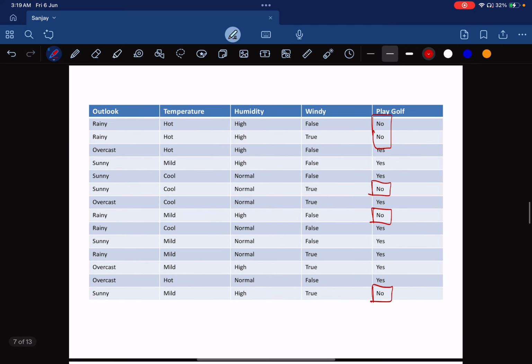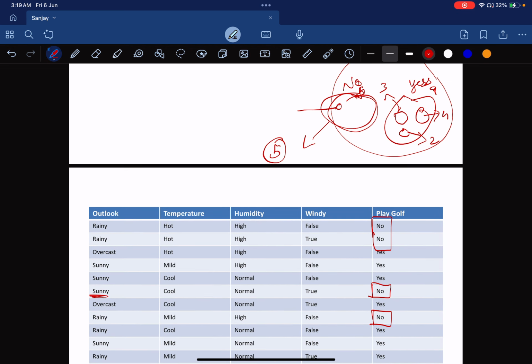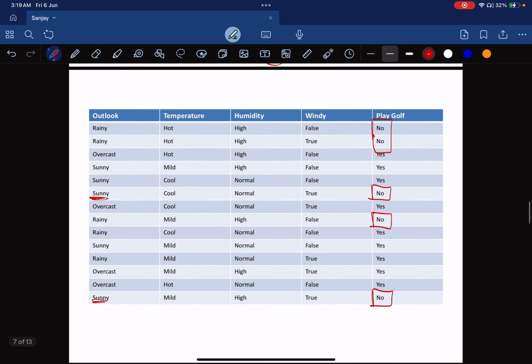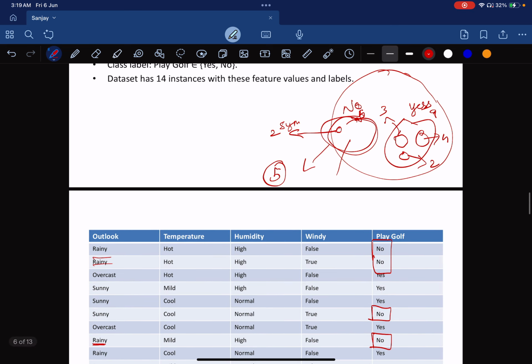In those five entities, how many of them are sunny? How many overcast? How many rainy? For example, there is one sunny, and there is another sunny. In the five, there are two sunnies, right? There are two sunny. Let's take the number of rainies. There is one rainy, and there are three rainy.